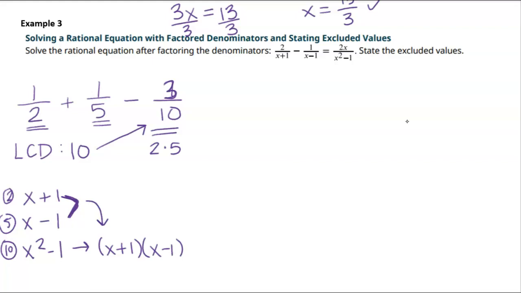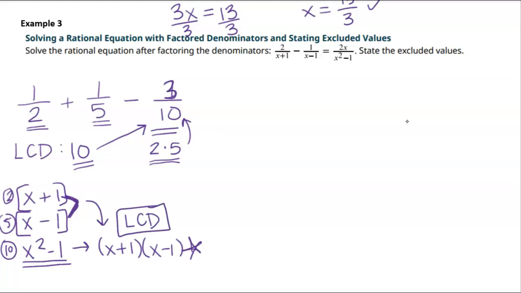The reason that I point that out is notice I didn't change my least common denominator when it was the multiplication of the other two, because 2 times 5 is 10. That ends up becoming my least common denominator. When you have two factors in your denominators that multiply into the other one, then that one must be your least common denominator.